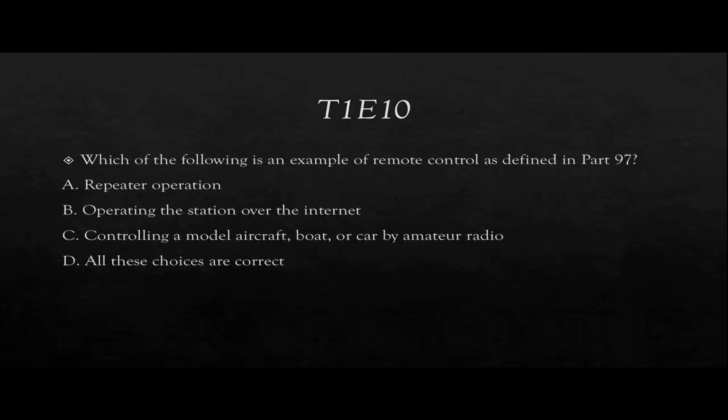So as we talked about, in most of the situations when we're talking remote control, we know a repeater is already automatic control. Then we have operating the station over the internet. We talked about that. That one is correct. C, controlling model aircraft. Nope, there's still manual activity involved. It's not technically remote. It's still within your area. Or D, all of these choices are correct. So if we know repeater is not and B is, we know B, operating the station over the internet, is the correct answer.